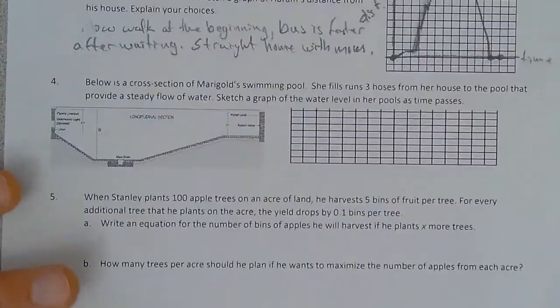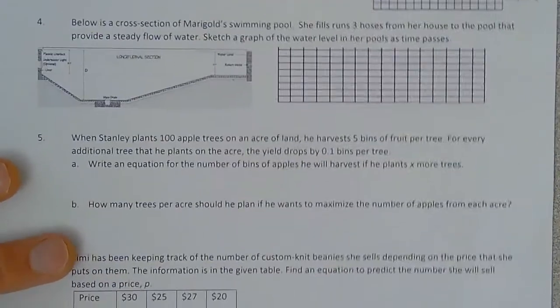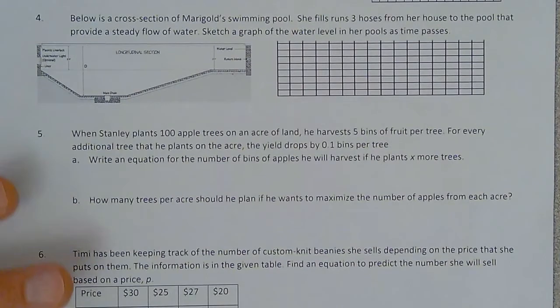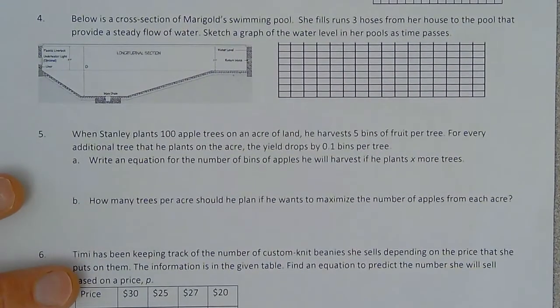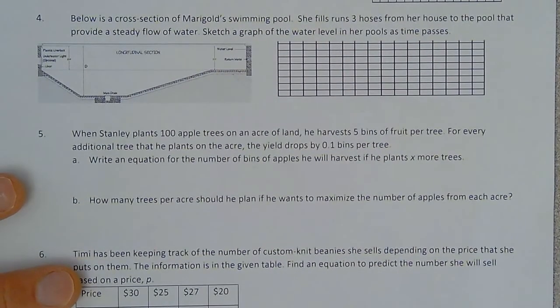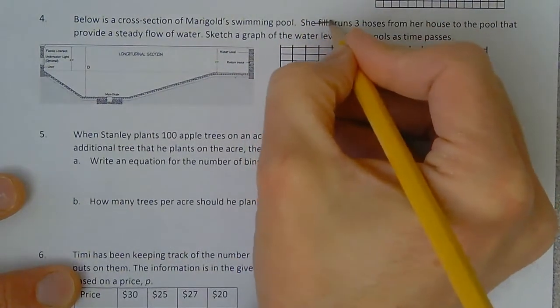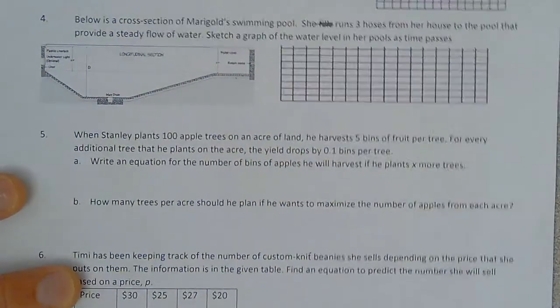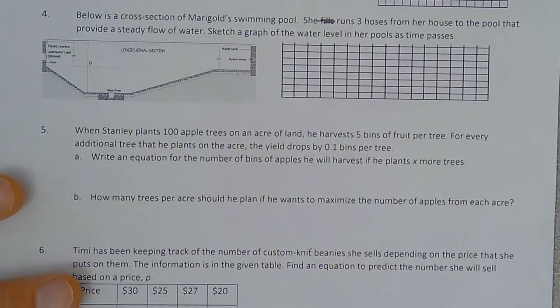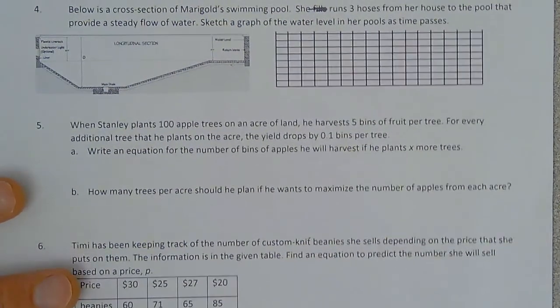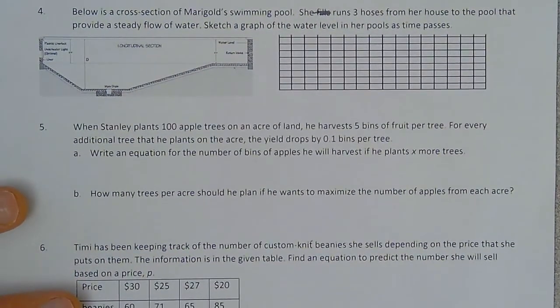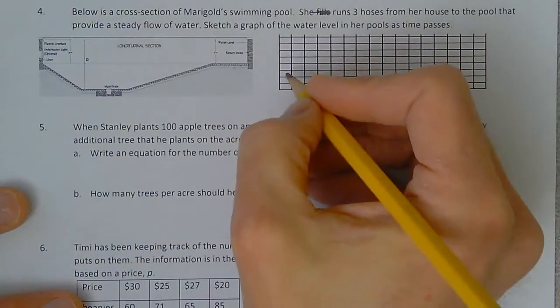Okay. All right, this is a cross-section of Marigold's swimming pool. She probably runs 3 hoses from her house to the pool that provide a steady flow of water. And we're supposed to sketch a graph of the water level in her pool as time passes.